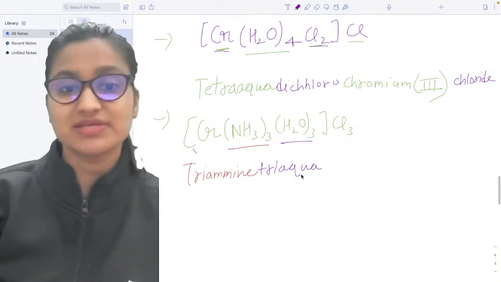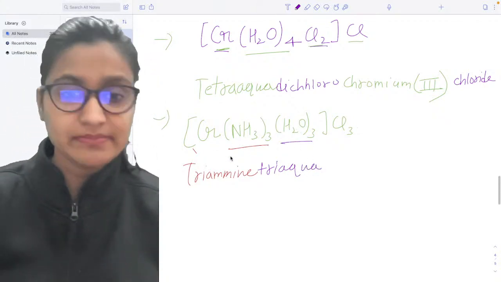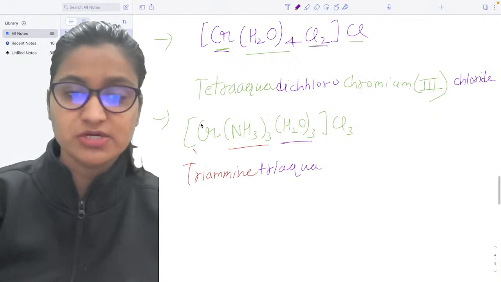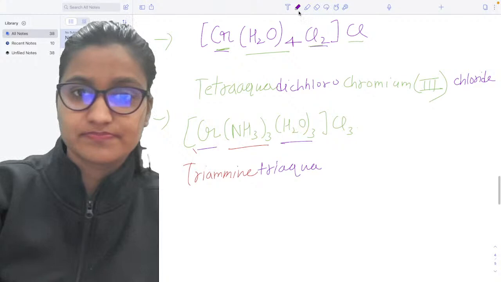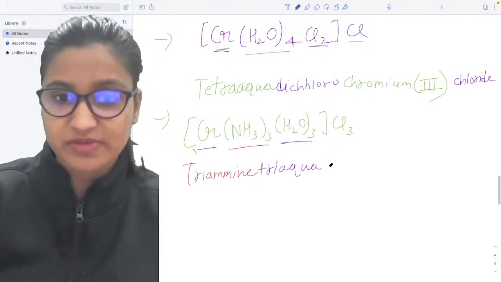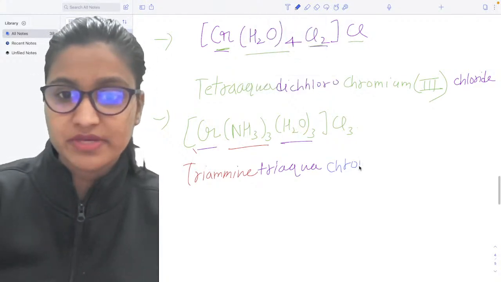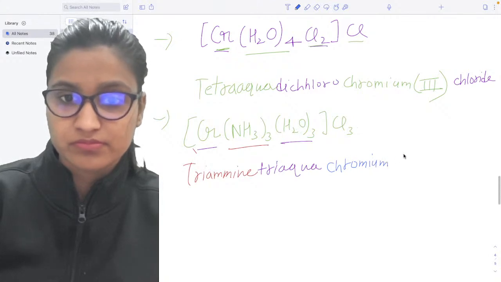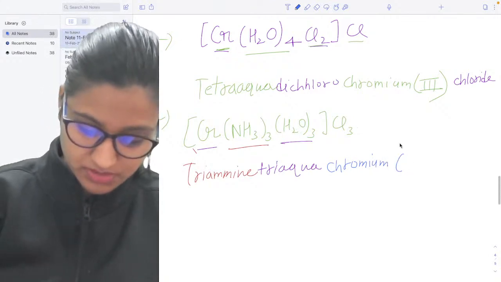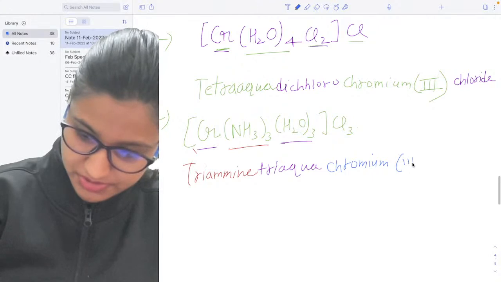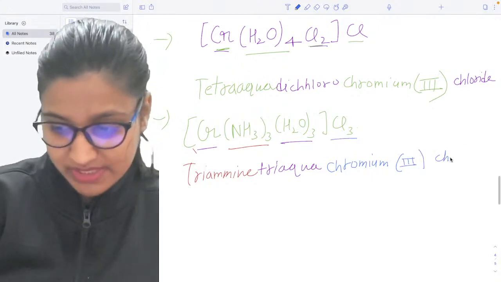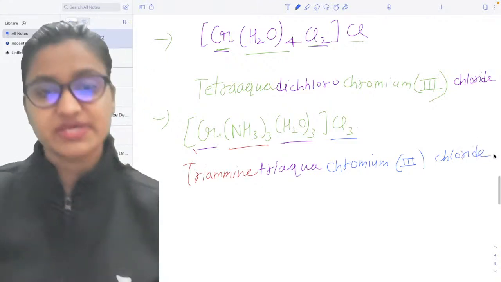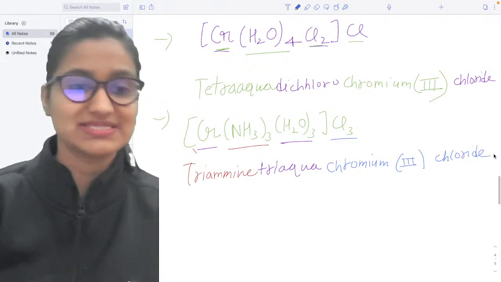You have named the ligands, and now you will name the central metal atom. So it's chromium, right? Chromium(III), and end में again chloride, ठीक है? Chromium(III) chloride. This is the deal, ठीक है?